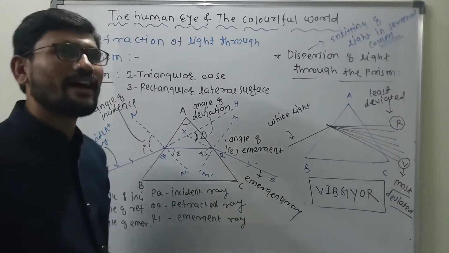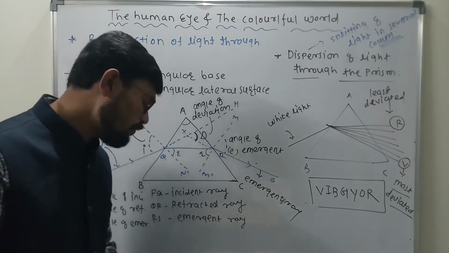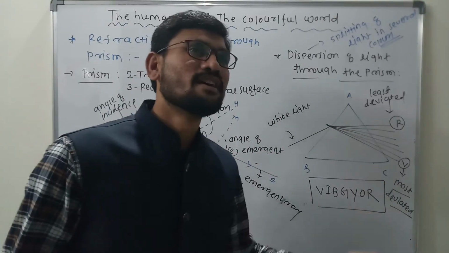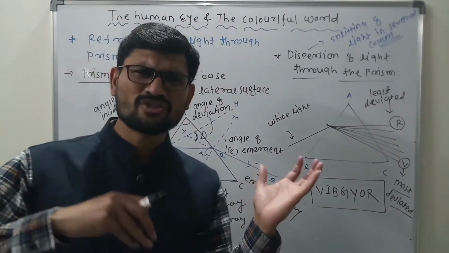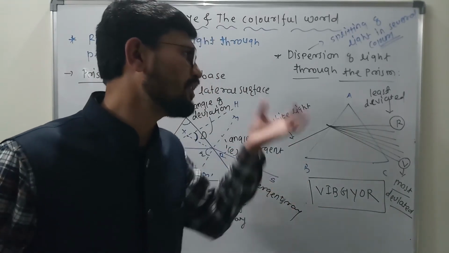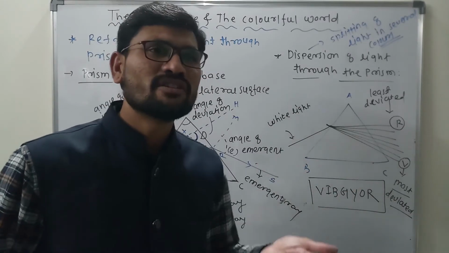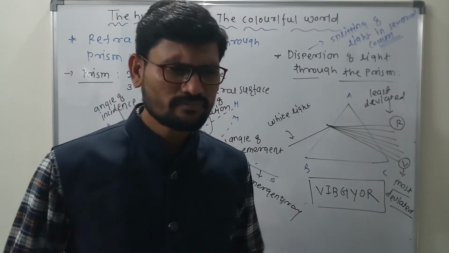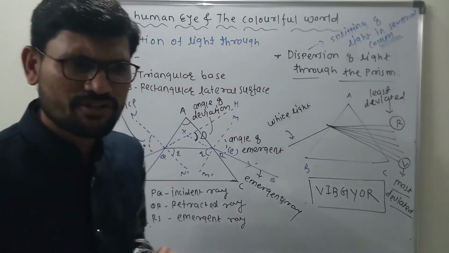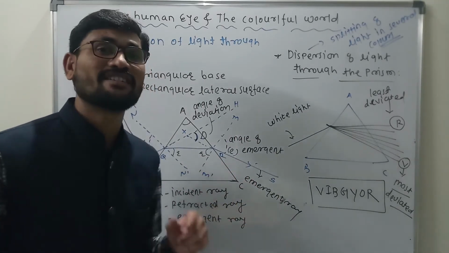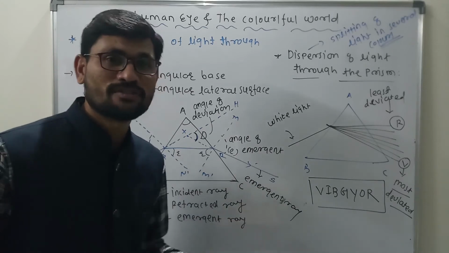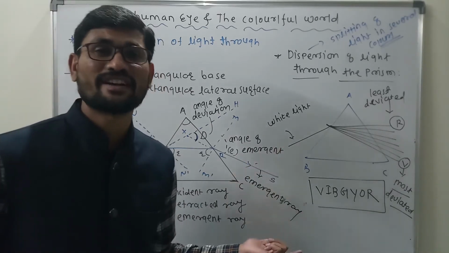Now why exactly does all this happen? Why are we getting the 7 different colors, and why is red the least deviated and violet the most deviated? Why does it not happen that violet is the least and red is the most? It's a very simple explanation: red color possesses more wavelength, that's why it's scattered less, and violet color possesses less wavelength, that's why it's scattered most.